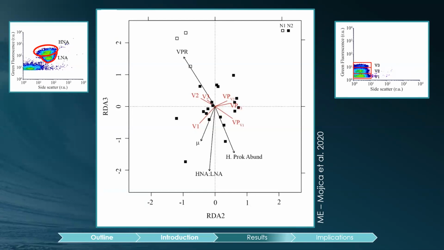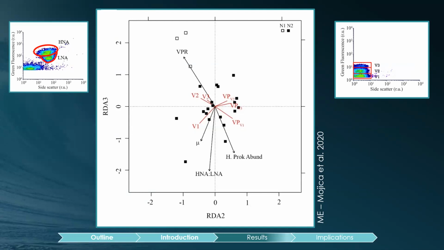What this shows is, if you have your explanatory variables here in black and your response variables in red, the length of those lines is how much they are contributing to your model. And if the lines are close together, that means they're significantly correlated. Again, I already told you that specific growth rate, heterotrophic abundance, and the ratio of HNA to LNA are all correlated to each other.